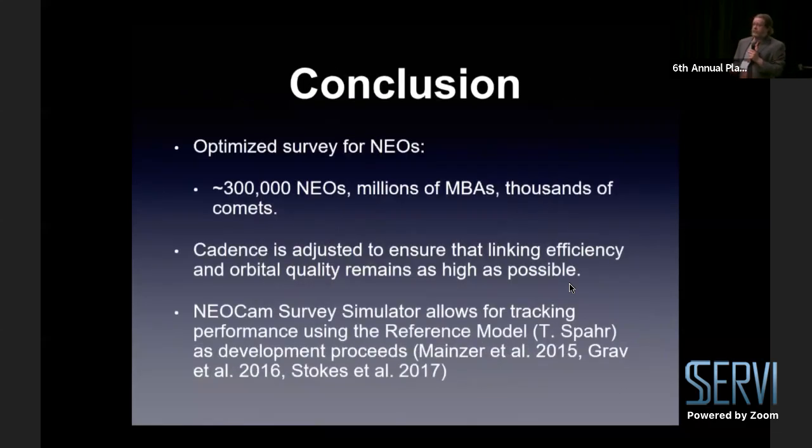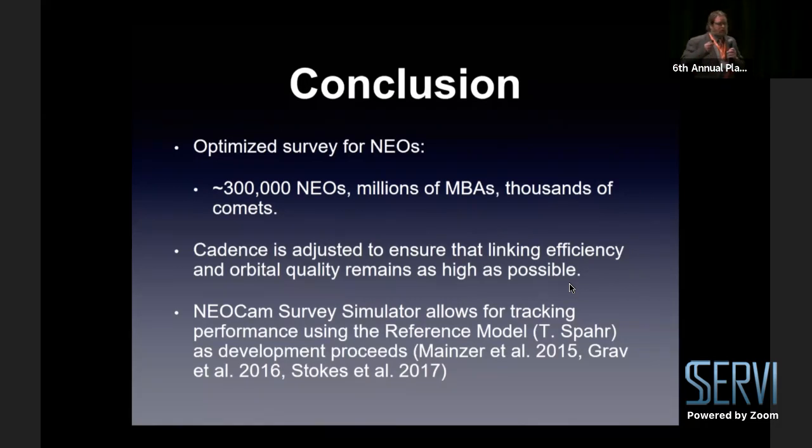So to conclude, this is an optimized survey for NEOs. We have control of how to actually optimize it. We can change all these parameters, the quads, the quints, how many fields we do in a loop. You can change the extent of the loop by adding more visits in there and things like that. And we can use all those now to make sure that we know how to link these objects at high efficiency. We can get good orbits, and we can get good physical characterization. And we do that by using our NEOCam survey simulator, which allows for performance evaluation using the reference model.